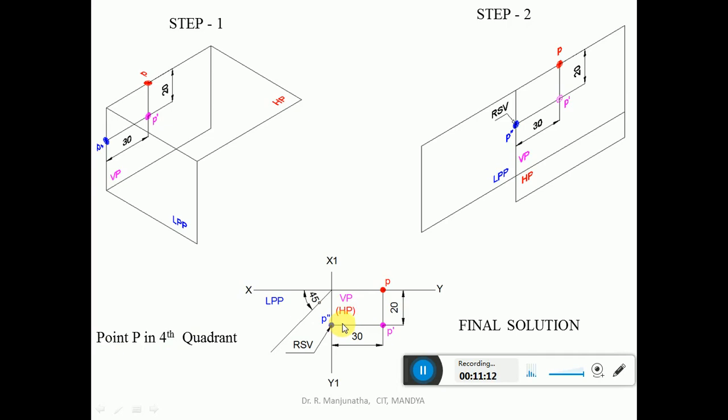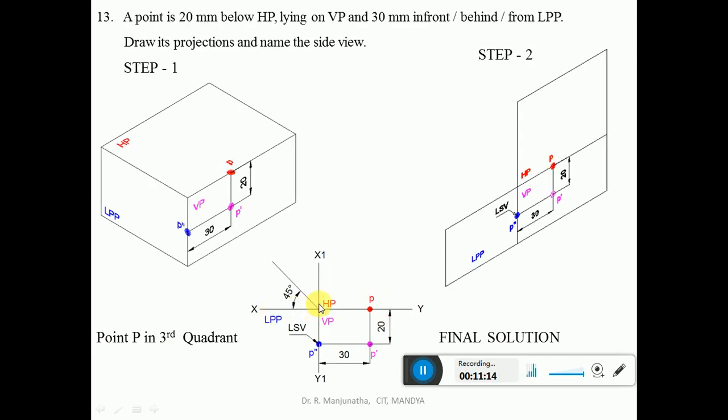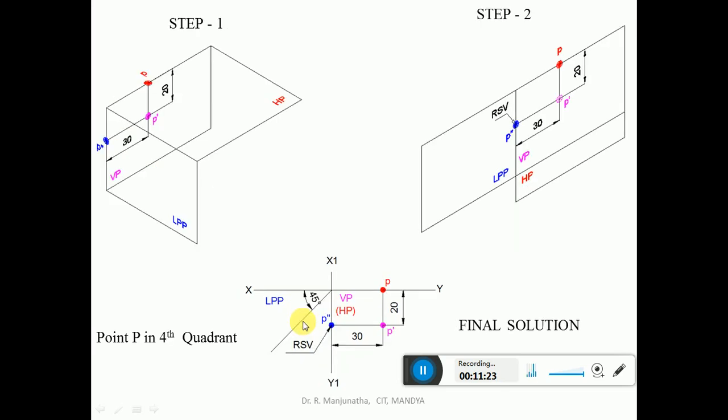When you observe both the third and fourth quadrants, except for the profile view, that is the left side view in the case of the third quadrant and the right side view in the case of the fourth quadrant, the views are the same. You can write any one of the sketches, and you can write that the point P lies in the third as well as the fourth quadrant, except that in the third quadrant the profile view will be the left side view, and in the fourth quadrant it will be the right side view. So this is going to be the final solution.